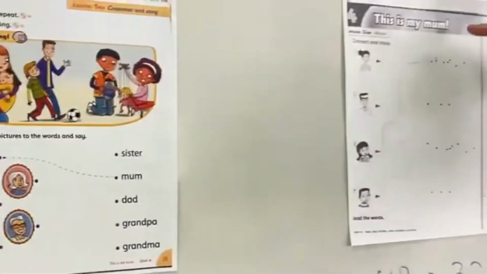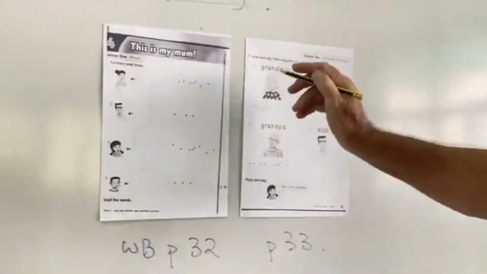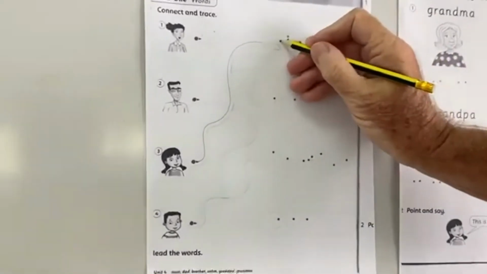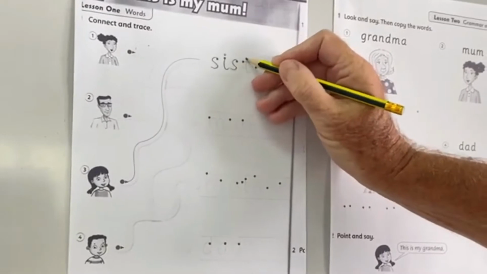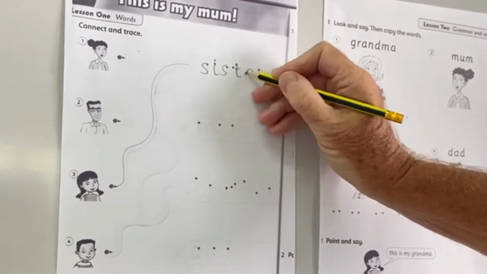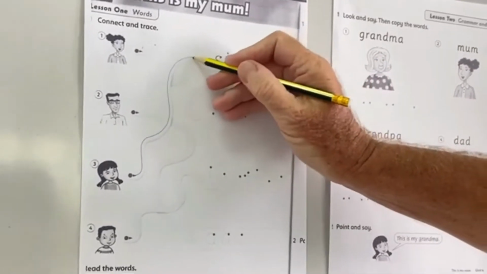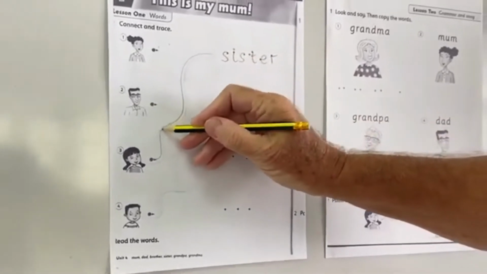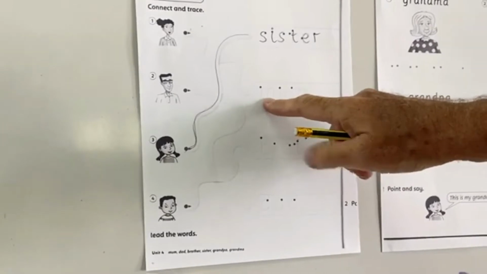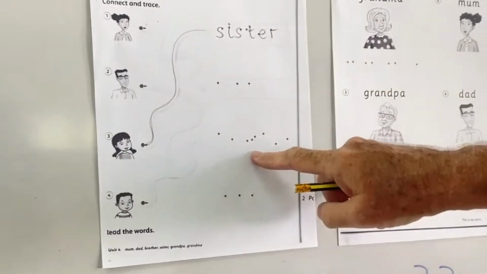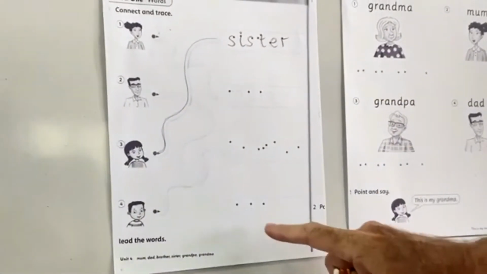Okay? And let's go to workbook 32, okay? Here, look. We can write in the name. So here we have sister. And let's follow the line. There's the sister. There we've got mum. Can you find mum? And brother. And dad.